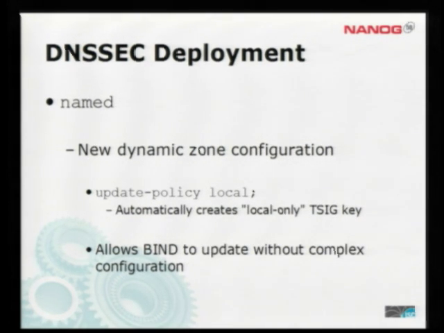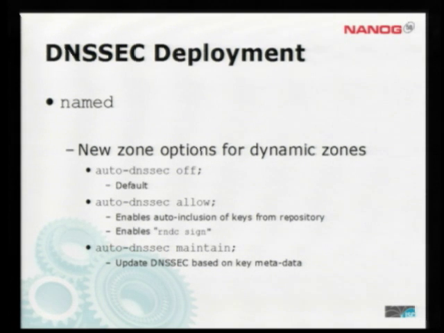Now, named has a new dynamic zone configuration. So now you can say update-policy local. If you've done dynamic zones, you knew that you had to create a TSIG key and you had to do all this association and you had to make modifications, and it was just a real pain. Well, now with 9.7, if in your zone section in your named.conf you have an entry that says update-policy local, a new TSIG key is automatically generated every time named is restarted that is allowed to modify that zone. It is only able to be done locally. So this allows BIND to do dynamic zones without any real complex configuration.